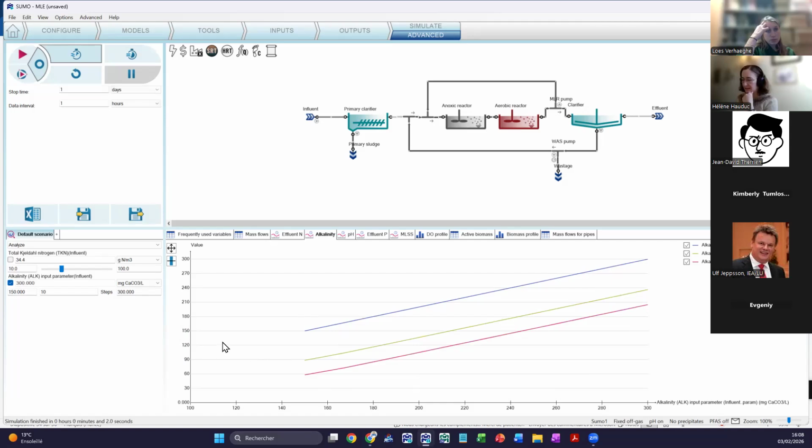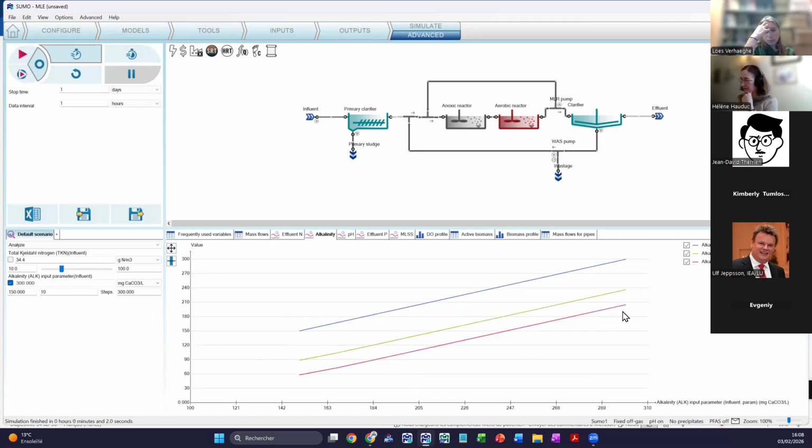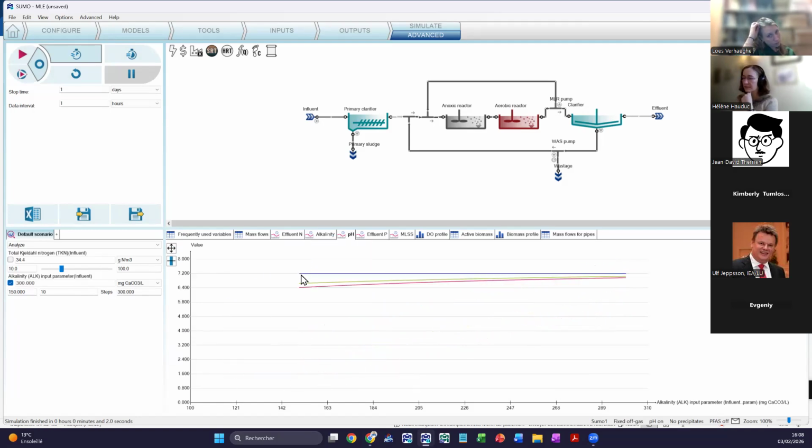And so the alkalinity, the residual alkalinity when it was 150 at the influent, the residual alkalinity in the aerobic tank was actually around 60 milligram of calcium carbonate. So it was pretty low. So yeah, I should have chosen maybe 100 instead of 150 to really demo it here, but you can already see what happened with the pH.